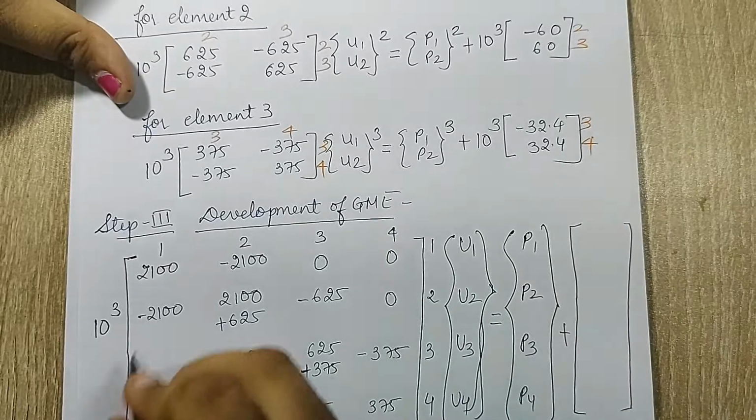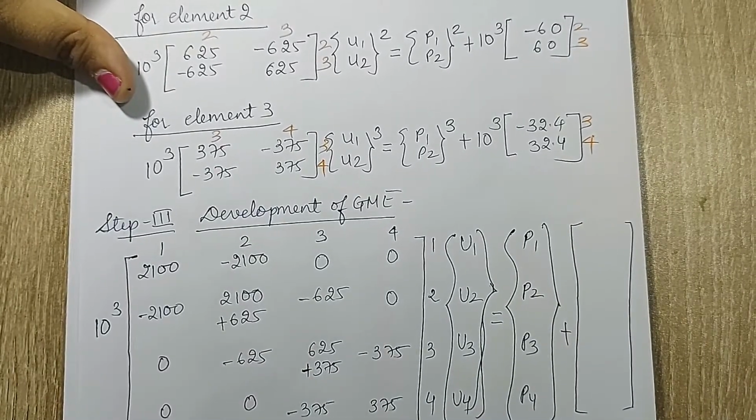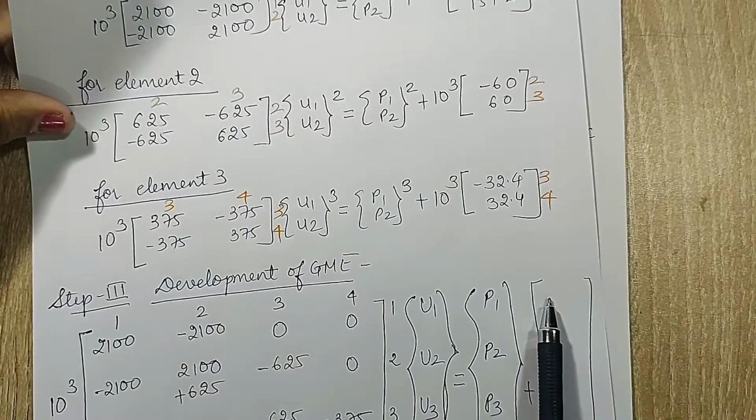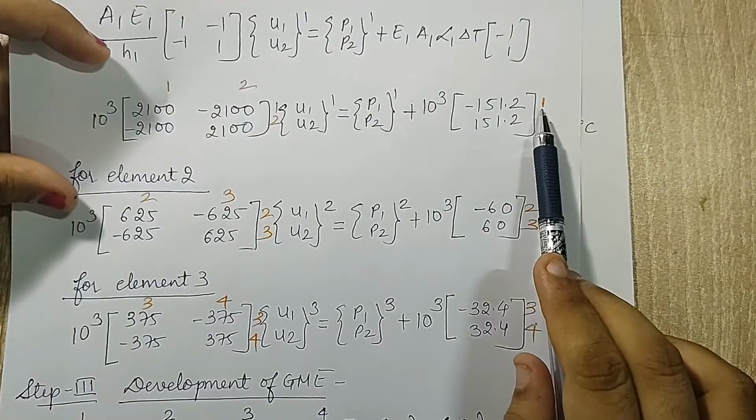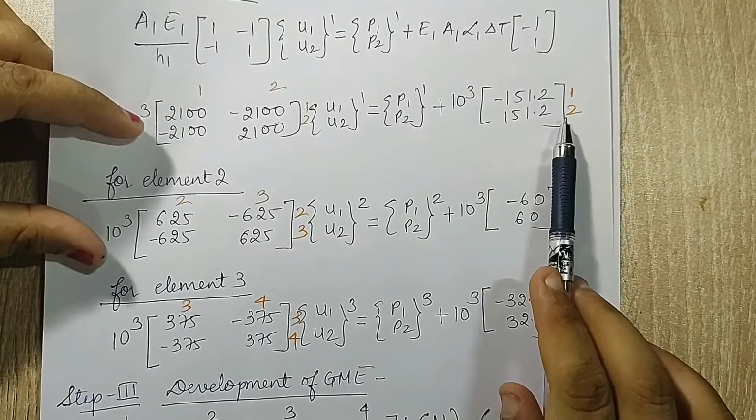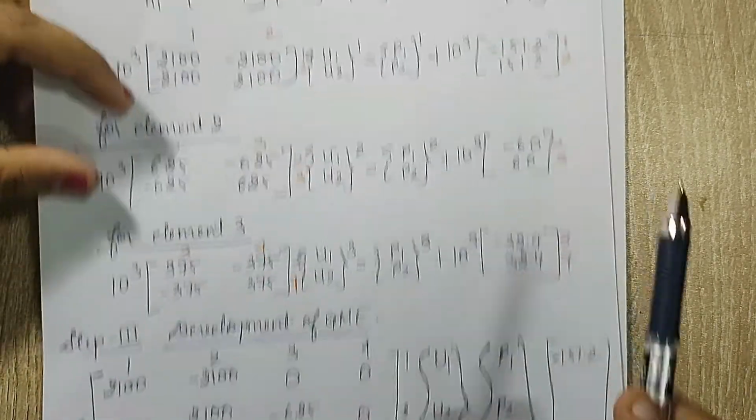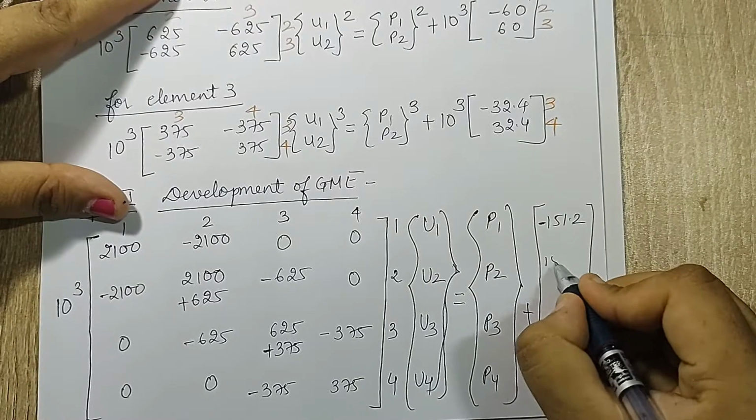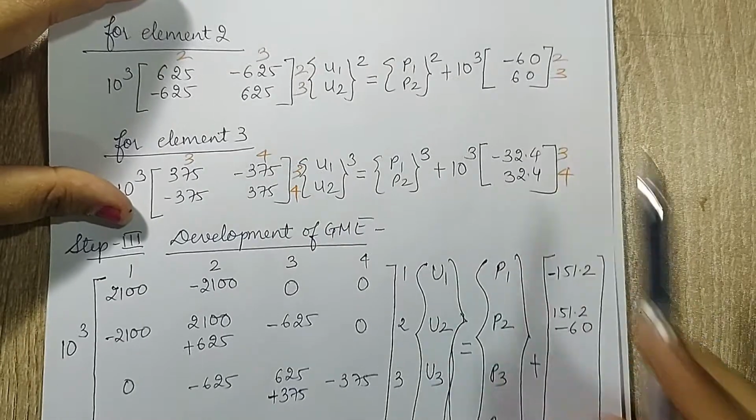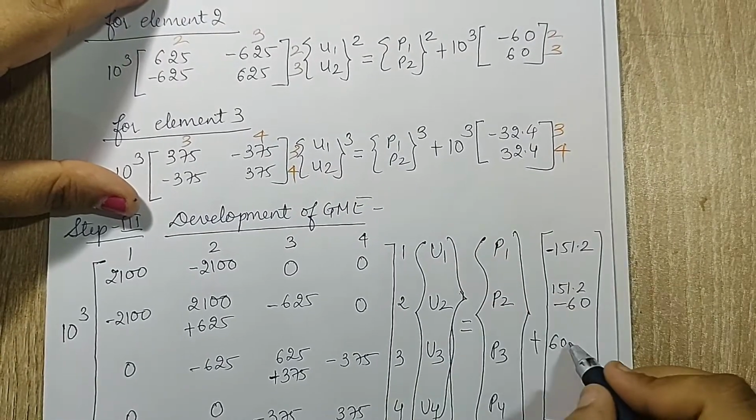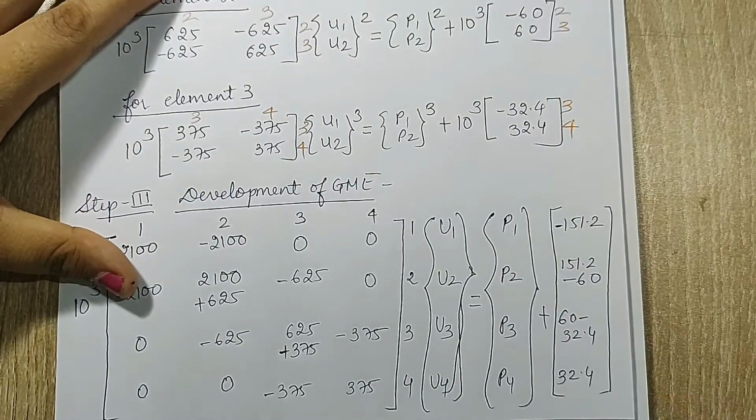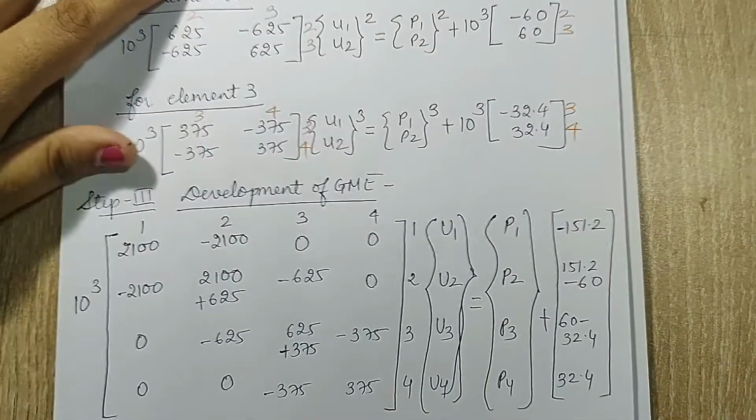These elements are 0. Now for this one, if you observe, here again I have first node. So first node has only one value because it is appearing only once. So I'll just write here directly minus 151.2. For second one it is 151.2 minus 60. So here I'll write down 151.2 minus 60 for the second node. For the third node I have 60 and minus 32.4, and for the fourth node only one value, that is 32.4. So this is how the values are supposed to be placed.